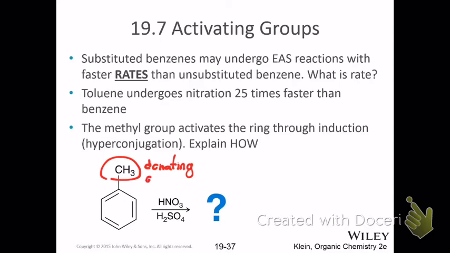Donating groups. So it's activating. Hang on. Can I say that? Go ahead, go ahead. Yeah, can you explain why it's donating? Yeah.